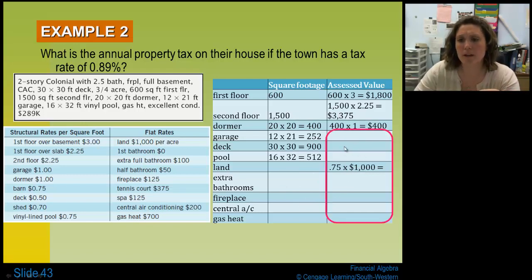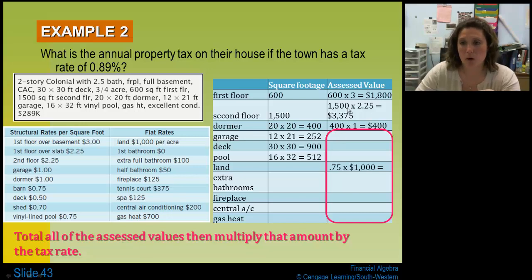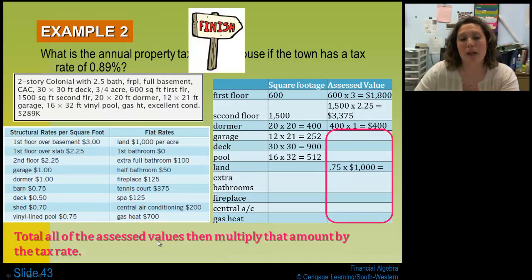So you need to go ahead and fill in these other boxes here based on what is in this rate here. The total of all the assessed values, so you're going to take all of these values here, the 1,800, the 3,375, the 400, the 1,000 times 0.75 here, all of these values in your total assessed value column, you're going to add them up and then multiply that by the tax rate. The tax rate was 0.89%. You need to convert that to a decimal, so you still need to move it 2 decimal places, even though it looks like a decimal right now. So you have 0.0089 is your rate there. So you need to go ahead and finish this box and then get the tax that they have to pay.